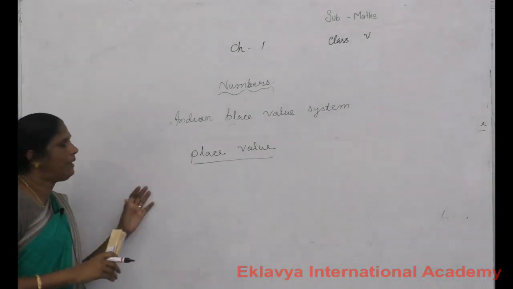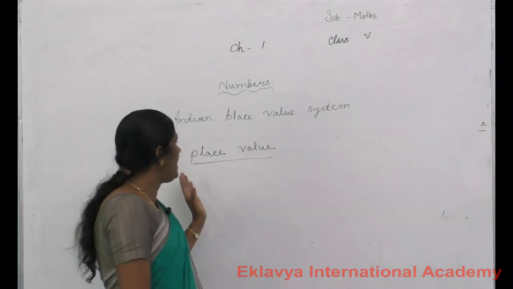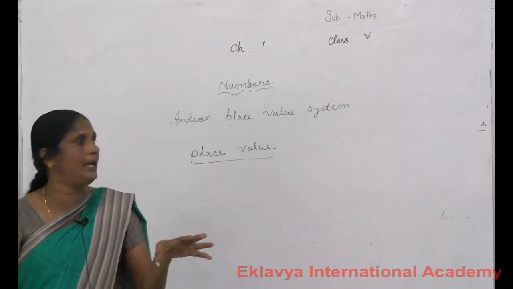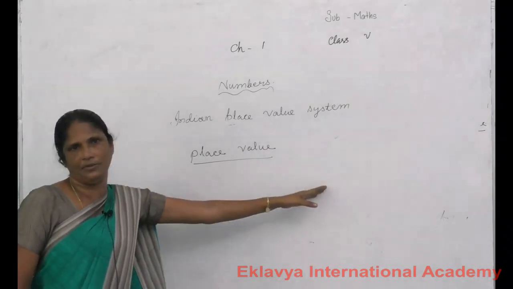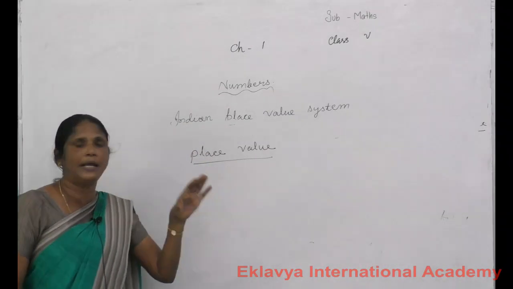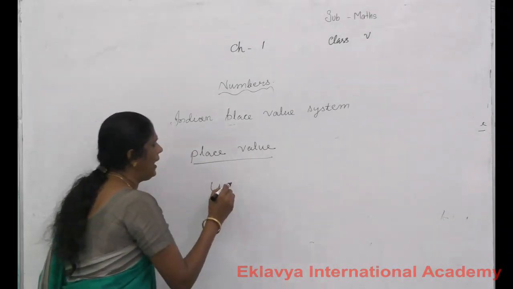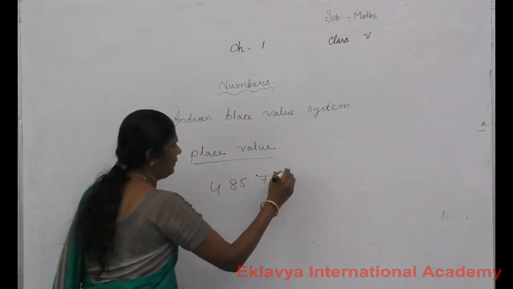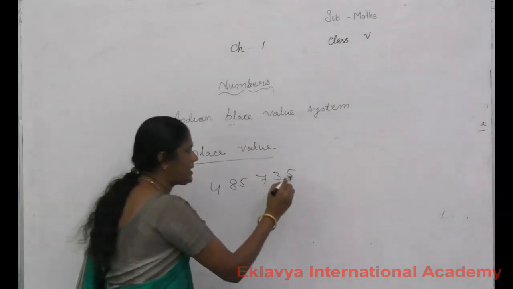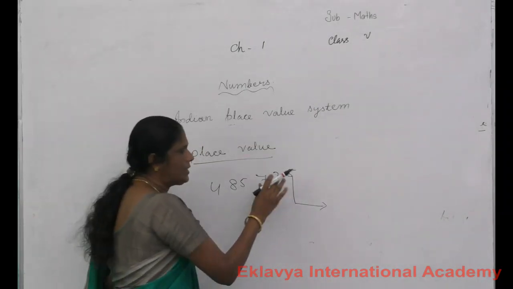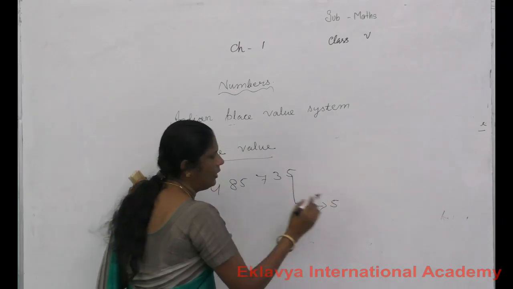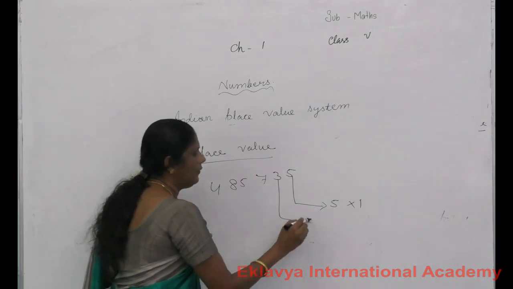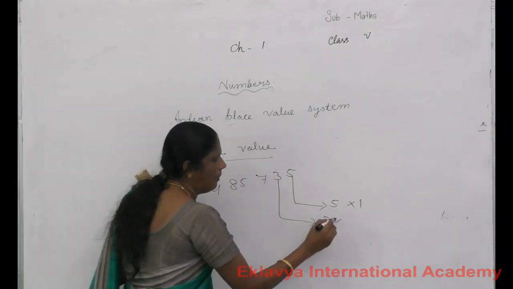Place value is, one formula is place value is equal to face value multiply place of the digit. Which place the digit is sitting, that place. For example, 4,85,735. Then what is the place value of 5? The face value is the digit, 5. Then which place is 5 sitting? Ones.